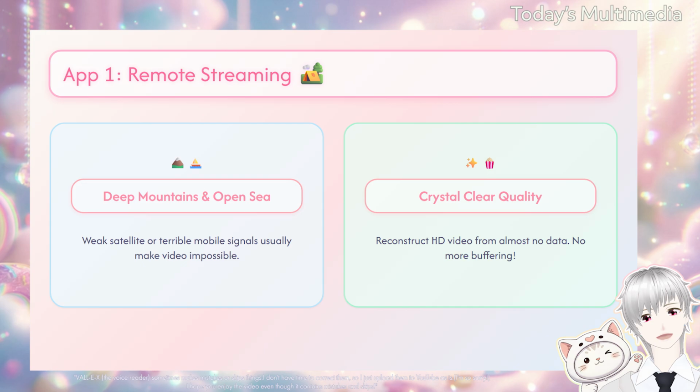First, imagine video streaming in extremely remote areas, like deep in the mountains or out at sea. Right now, if you only have a super weak satellite connection or a terrible mobile signal, watching a clear video is basically impossible. But with this technology, because it can reconstruct high-definition video from almost no data at all, you could seamlessly stream your favorite movies or video call your family in crystal clear quality even if you are trapped in the middle of nowhere.